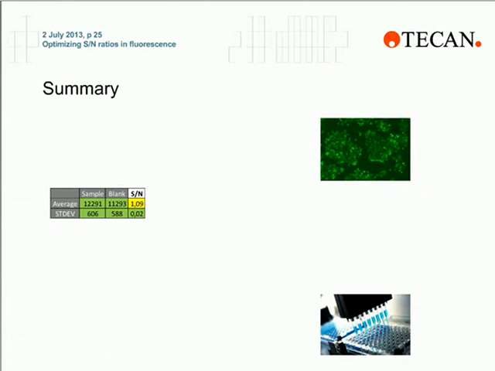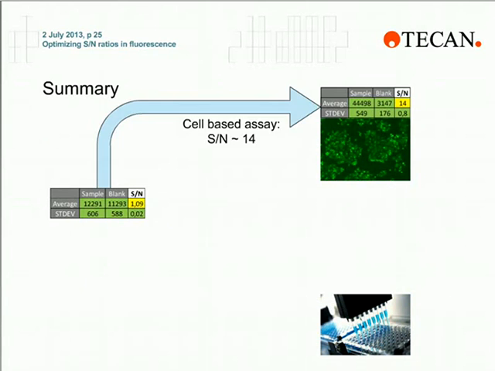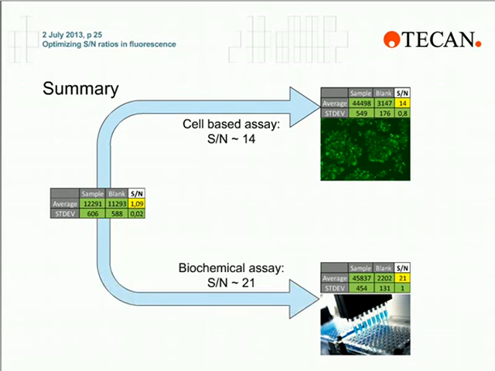So to sum up our findings, well, we started with a rather suboptimal signal-to-noise ratio of 1.1. Now, tweaking all the features of our multimode reader, we were able to boost the signal-to-noise ratio of a cell-based assay to 14 with a significantly higher signal and lower background, and we were even able to boost it to 21 for biochemical assays.